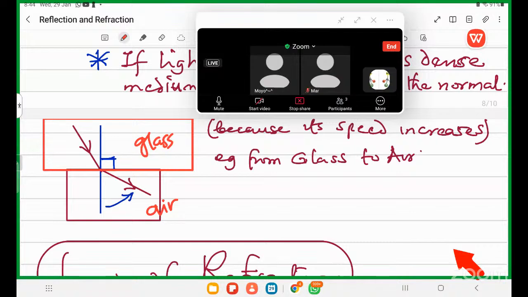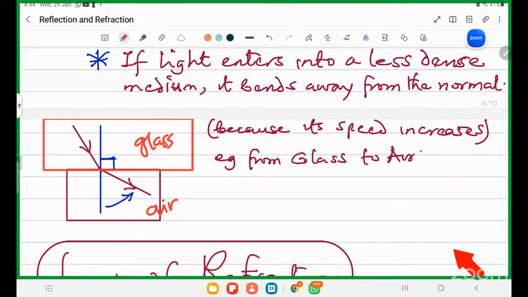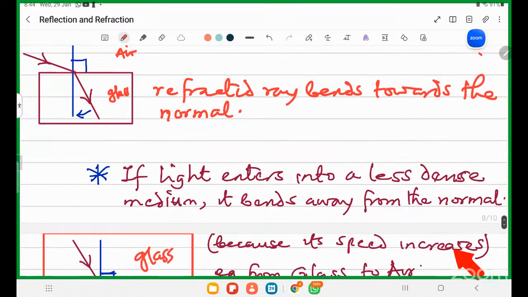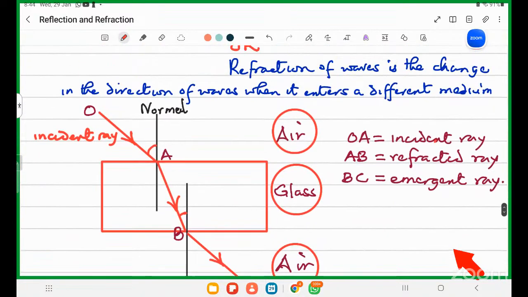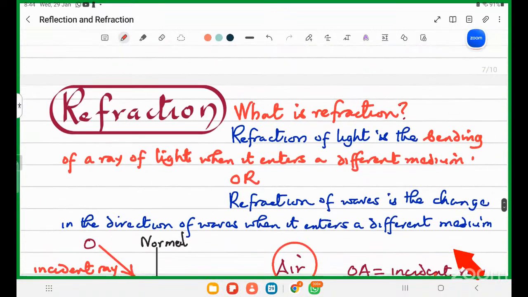I know that refraction of light is the bending of ray of light when it goes into a different medium. I also know, and it's almost the same thing as refraction of waves. It's the change in the direction of waves when it goes into a different medium.